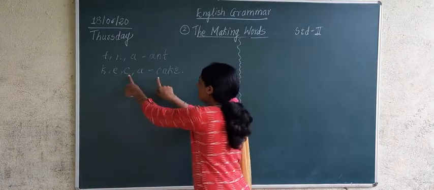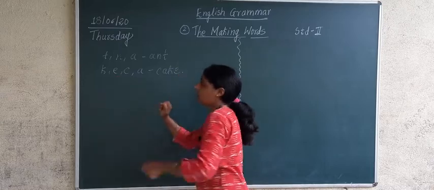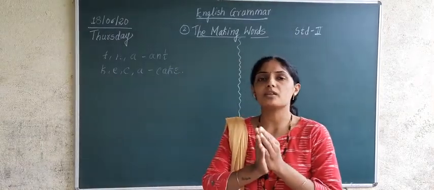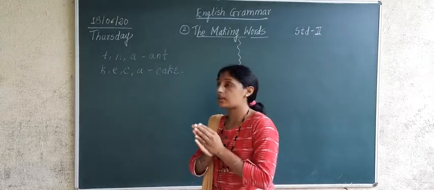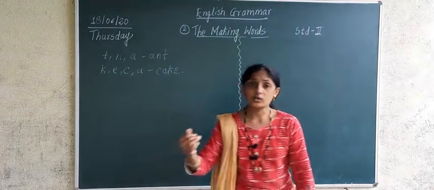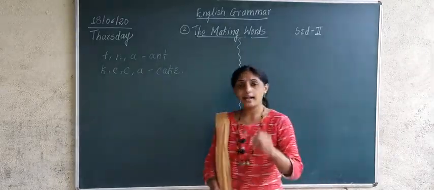We have taken C, yes. We have taken A, yes. We have taken K, yes. We have taken E, yes. So, from 4 letters, we can make a meaningful word. That meaningful word is what? C-A-K-E, cake. Okay?